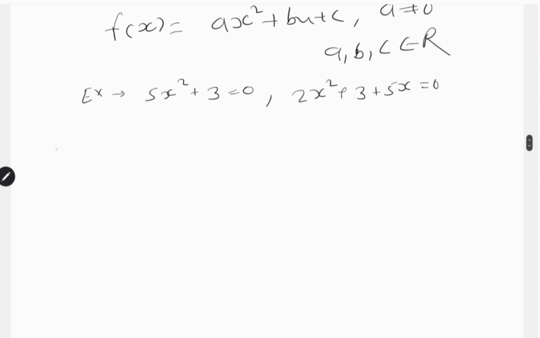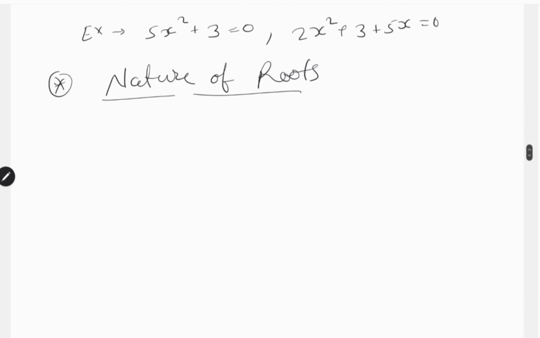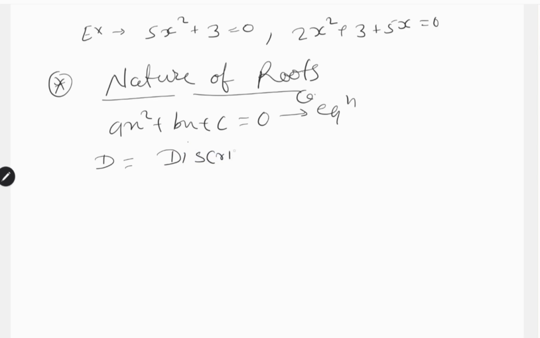Okay, now move to the next point, nature of roots. Okay, nature of roots. Suppose that our equation is ax square plus bx plus c is equal to 0. That is quadratic equation. Okay, the nature of roots we find by D. What is D? D is discriminant. Okay, D is discriminant. And what is the value of discriminant? The value of discriminant is b square minus 4ac.